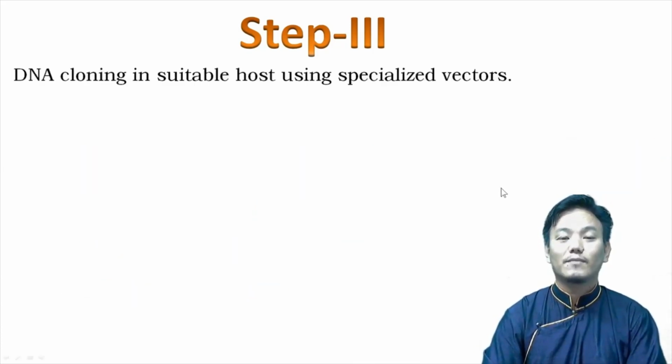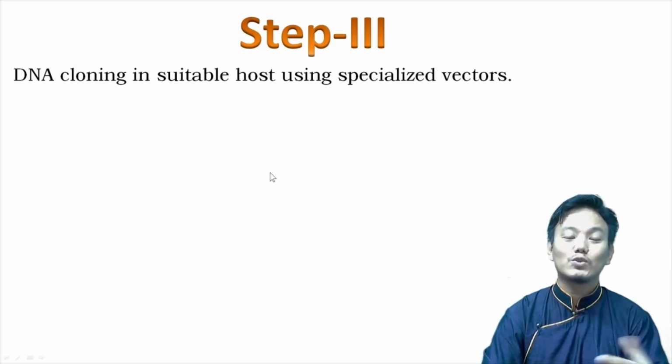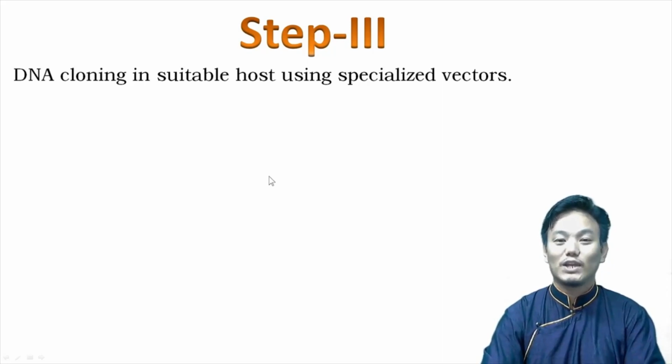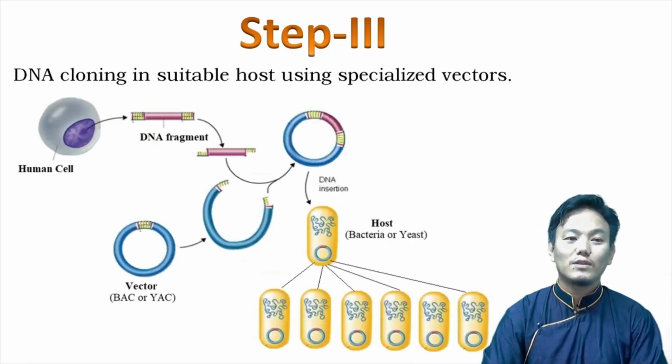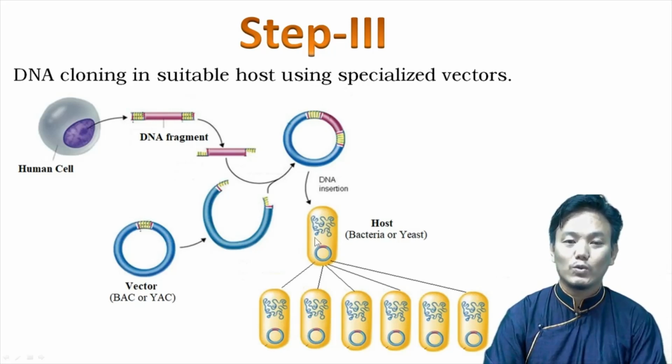In the third step, they have to clone the DNA fragments by using a suitable host and specialized vectors. They have to amplify, or clone, or increase the number of DNA fragments so they can sequence them later on. In the cloning method, after taking the DNA out of the human cell nucleus, they cut the DNA into small fragments, and then by using specialized vectors, they insert them into a suitable host.